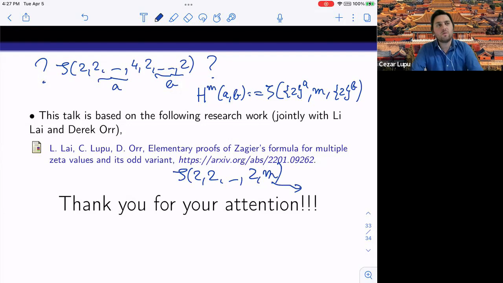So what people are interested in right now, they want to see the shuffle regularized identities of Zagier, shuffle regularized or Stuffle regularized, when you actually put the divergent values into this. So anyway, not many things are known at this point. So, as you can see, these identities are pretty hard to obtain.